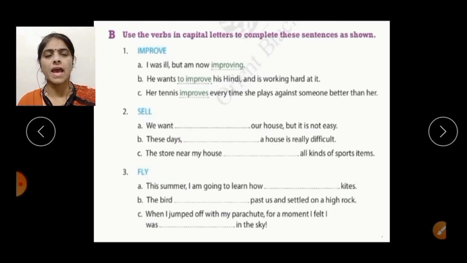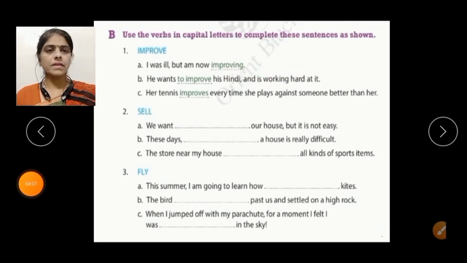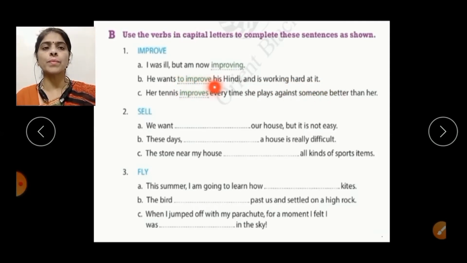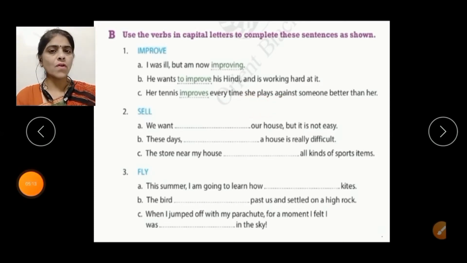So the first verb which we are having, that is improve. Along with it, we are having three sentences. The first one is, I was ill but am now improving. In this sentence, improving is a non-finite verb. Next one, he wants to improve his Hindi and is working hard at it. In this sentence, to improve is a non-finite verb. Now after that, her tennis improves every time she plays against someone better than her. In this sentence, improves is a finite verb as it is used according to person, number and tense. So the rest is for us to complete. As the exercise is already completed on the next slide, let's have the reading of the completed exercise.